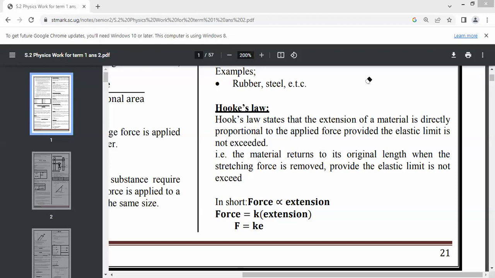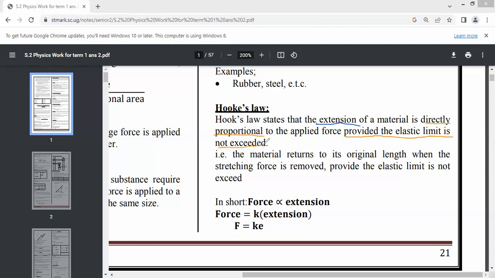Now, I want someone who can take us through this law. I'm going to underline some words and phrases for someone to help us, and you tell us what you think these phrases mean. For example, there is one word here, which is extension. Then there is another word, directly proportional. Then there is this one where they have told us, provided the elastic limit is not exceeded.